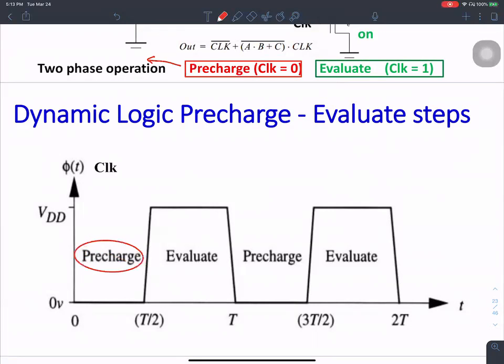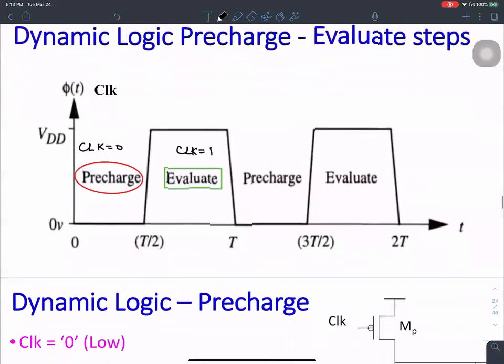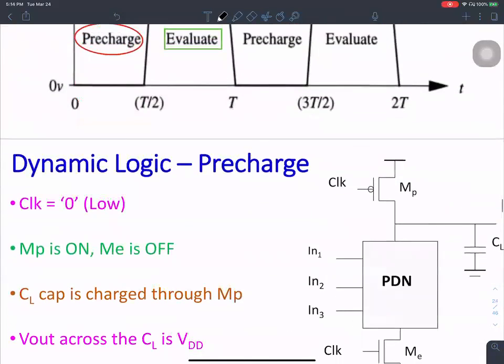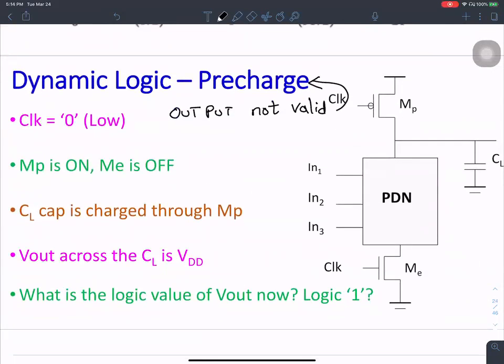When the clock is 0, there is the pre-charge phase. When the clock is 1, there is the evaluate phase, and I will show you how they operate shortly. Pre-charge phase when the clock is 0, evaluate phase when the clock is 1. During the pre-charge phase, the output is not valid.